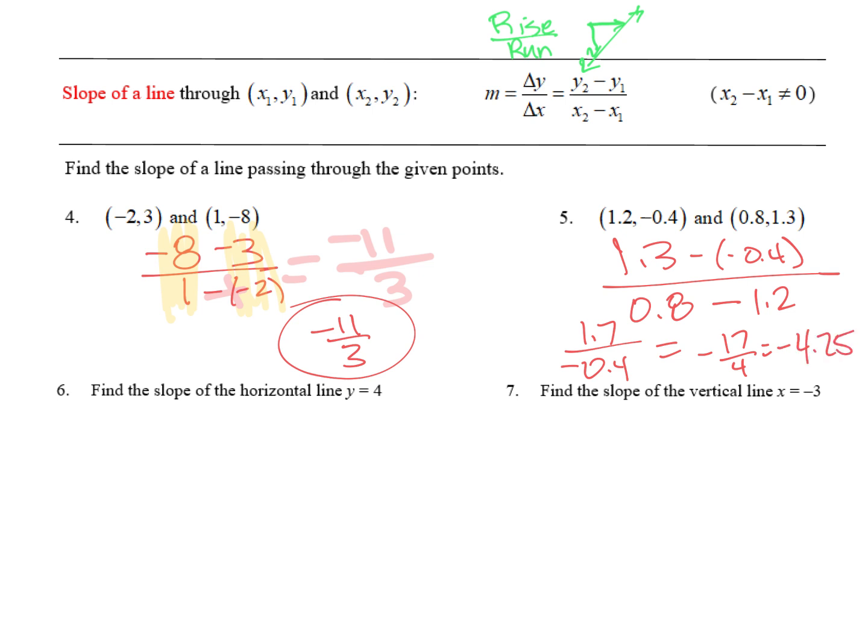Now, having the slope in fraction form is helpful when we're graphing because it's easier to count rise over run if you're looking at a fraction than if you're looking at a decimal.